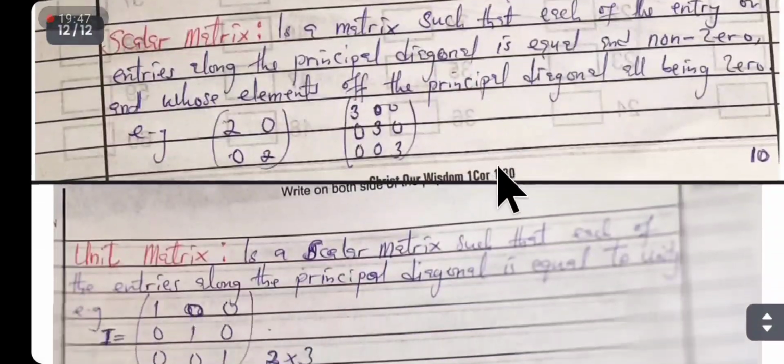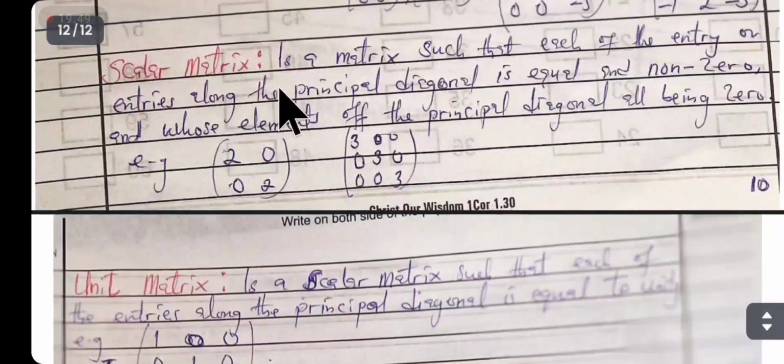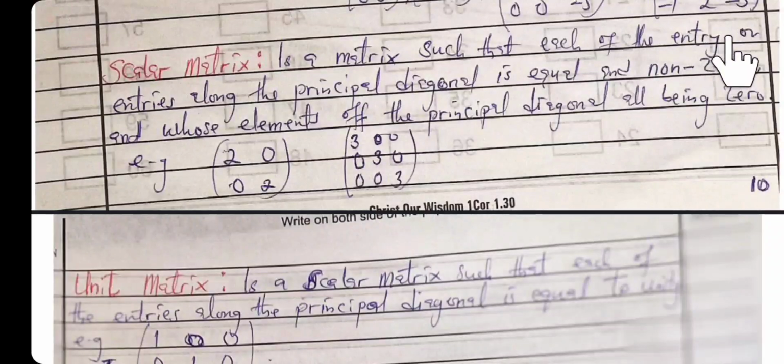Okay. So we have the scalar matrix. A matrix such that each of the entries along the principal diagonal is equal and non-zero, and whose other elements are all 0. For example, if you have 2, 0, 0, 2, and this same matrix, these are examples of scalar matrices.